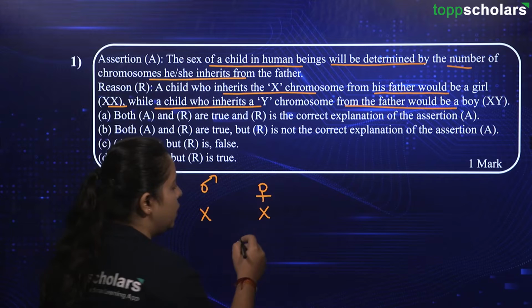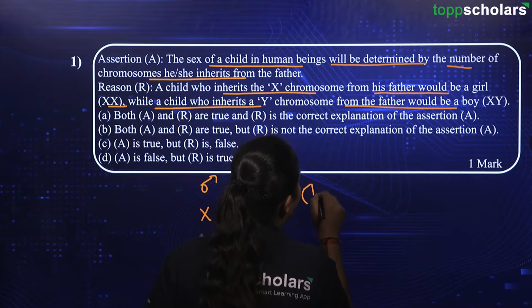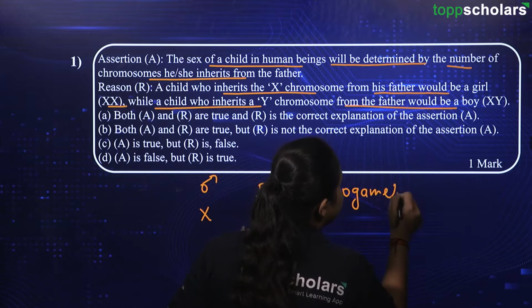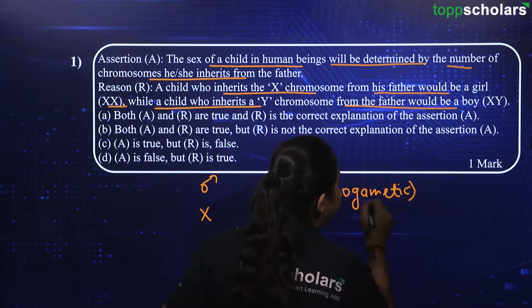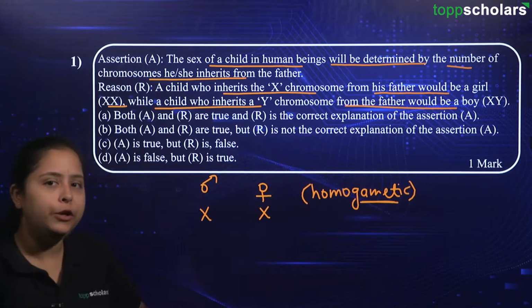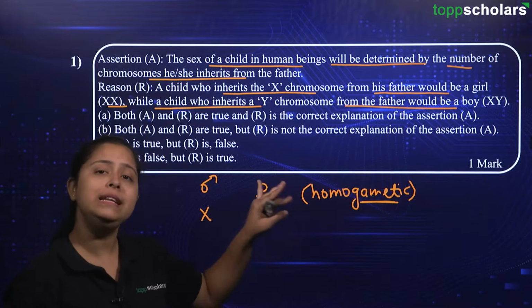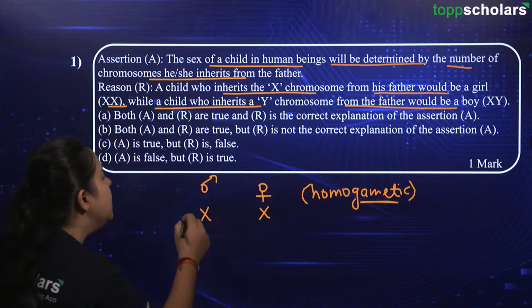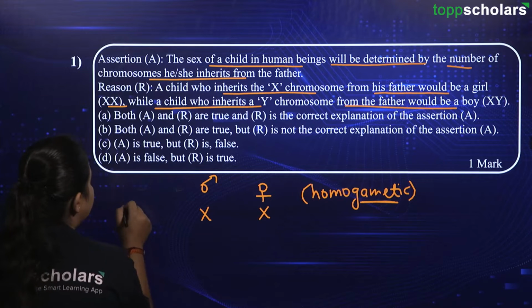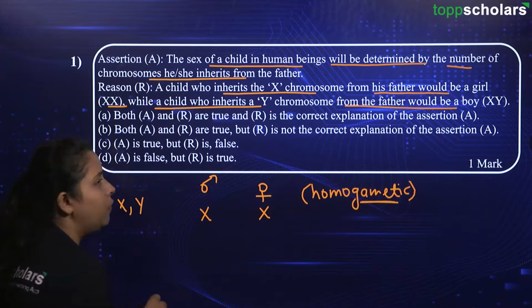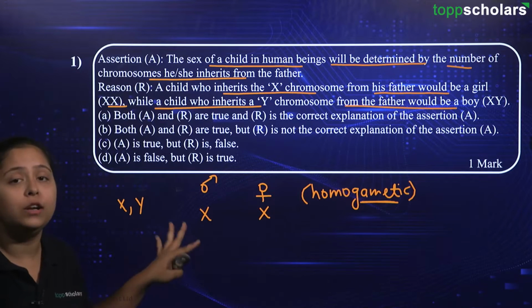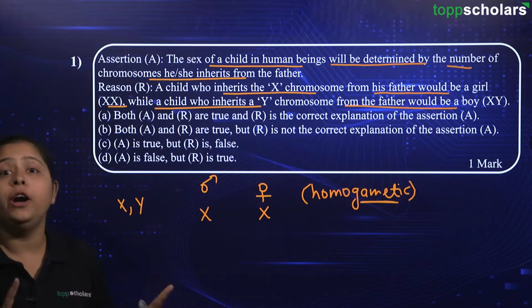Why is this so? Because human females are homogametic. You might have heard this word. This simply means that the type of gamete that a female human produces is of the same type. Homo means same. And human males are heterogametic. That means they can produce two types of gametes, and that is X and Y. Now over here we are talking about the allosome or the sex chromosome, not about the autosomes.